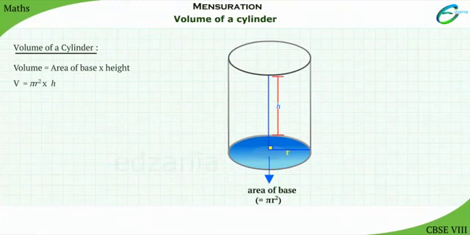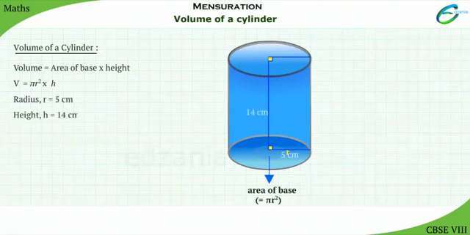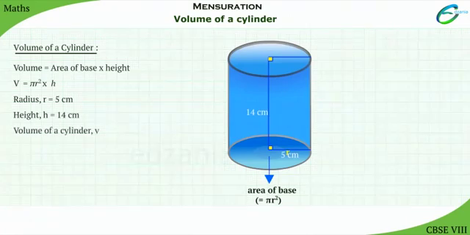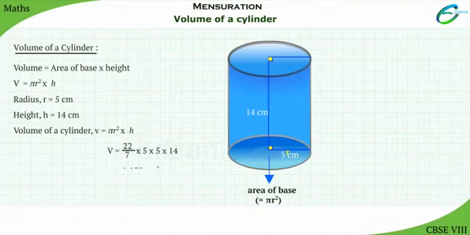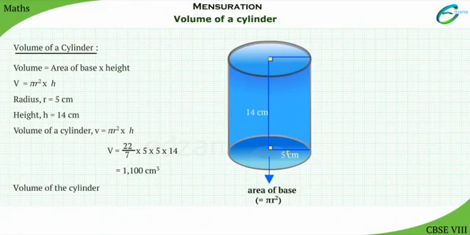Let us use this formula to find the volume of the water in the container that we have taken in the beginning, whose base has a radius of 5 centimeters and height is 14 centimeters. Volume of a cylinder is given as V is equal to pi into r square h. Now, on substituting the values of r and h, we get the volume of the cylinder as 1,100 cubic centimeters. Thus, the volume of the cylinder is 1,100 cubic centimeters.